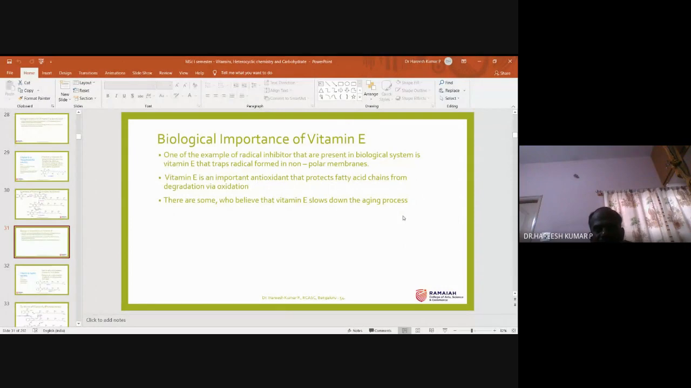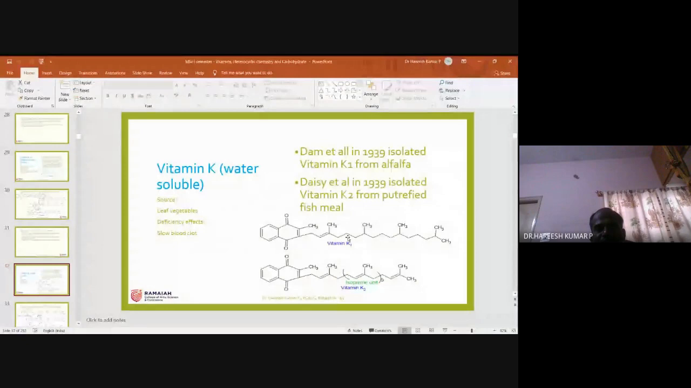So the next slide will give you information about vitamin K. Okay. So vitamin K is a water soluble one. If you are looking at the source, it is present in leafy vegetables. And if we are looking at the deficiency effects, slow blood clotting. So that means vitamin K is important for blood clotting.